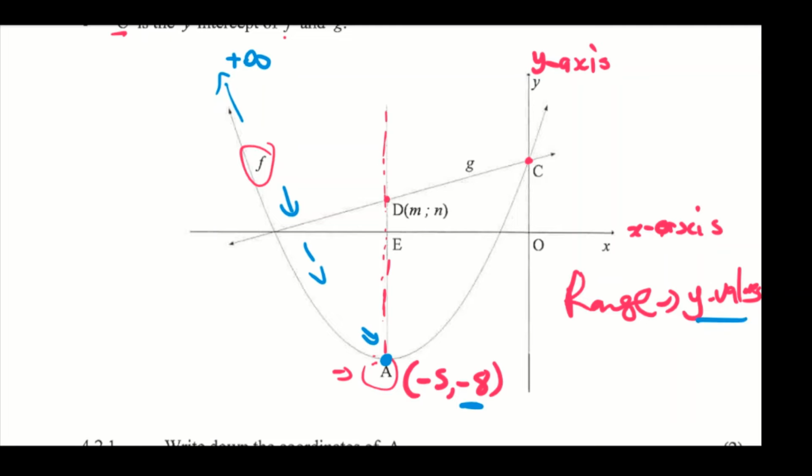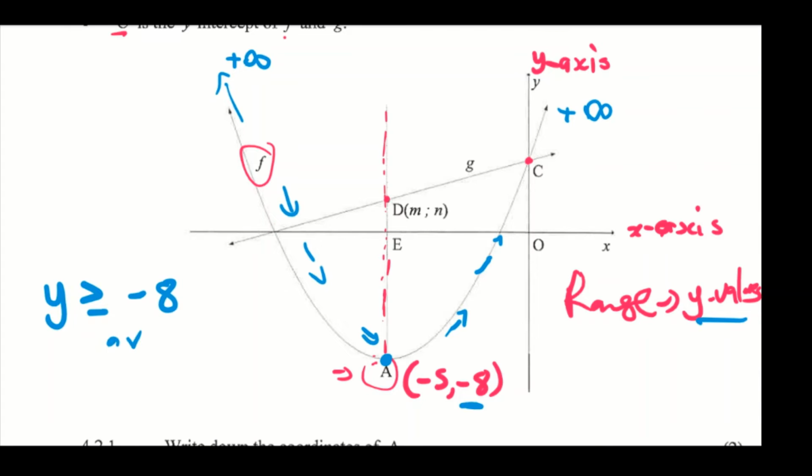Remember, we are looking for the y values, and then it goes up to positive infinity. So there are two ways to write down the range of this function. You can simply say y is greater than or equal to minus 8. Why are we saying greater than or equal to? Because the equal sign means that the minus 8 is part of the graph, hence we're putting the equal sign, right?